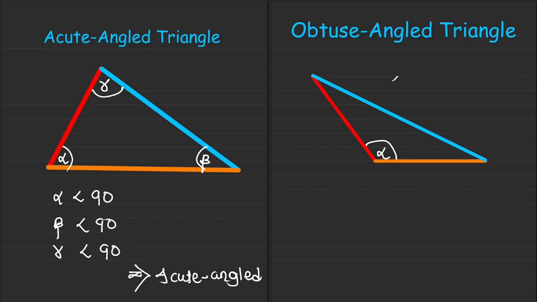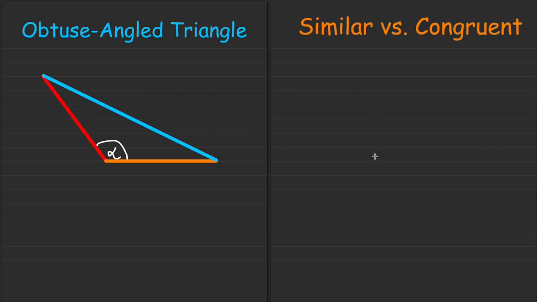And now let's look at similarity and then congruence. We'll just talk a bit about it. Now that we know what all these triangles are based on their classification, it is important we take note of how to know or determine if two triangles are similar or congruent.